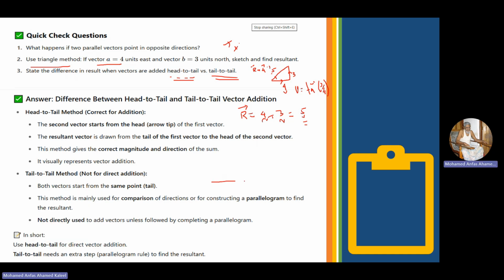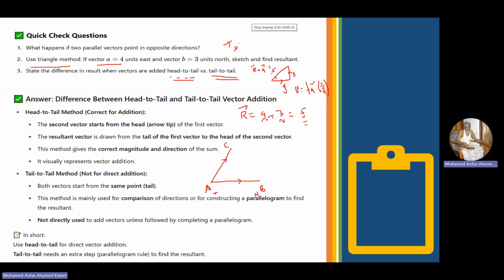Tail to tail means this is the AB vector. This end is the head, and this end is the tail. With this tail, another tail will continue. It means like this.